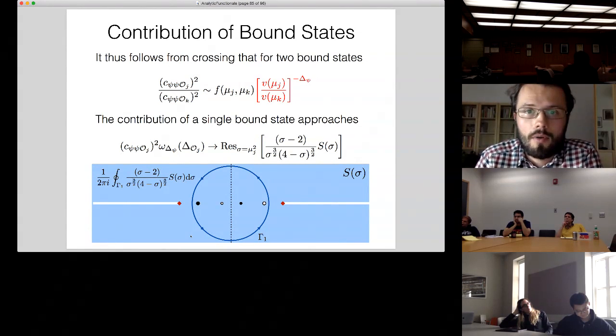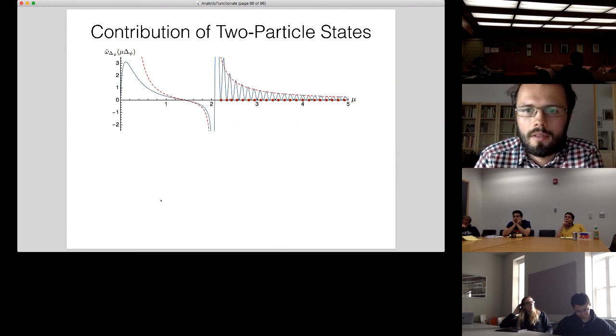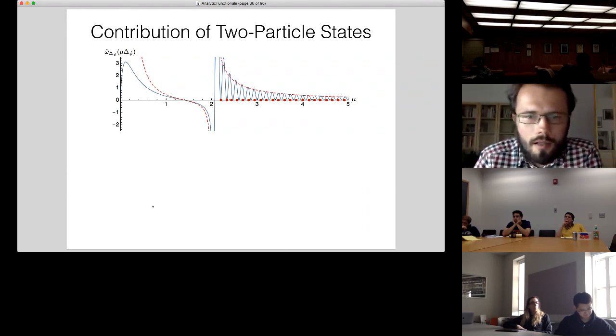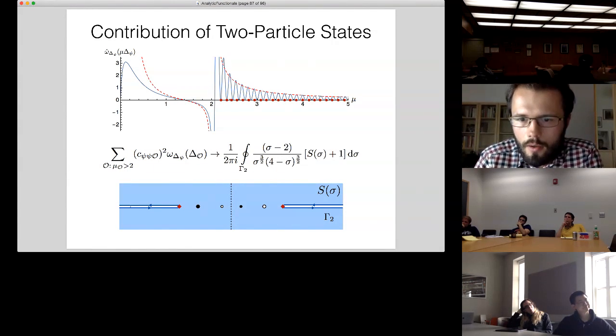That's all very nice for the bound states, but what about the two particle states? Because the theory is not free anymore, the two particle states, shown here as the red dots, no longer sit at the double zeros of the functional. But because the whole profile of the functional is known, and it's roughly cos squared, it's possible to relate the phase by which we are off from the double zeros to the S matrix. Remember how I told you that the phase shift of the two particle states is related to the S matrix in flat space. When we do that, we find that the contribution of all the two particle states to the crossing equation can be written as the following contour integral over contour gamma 2.